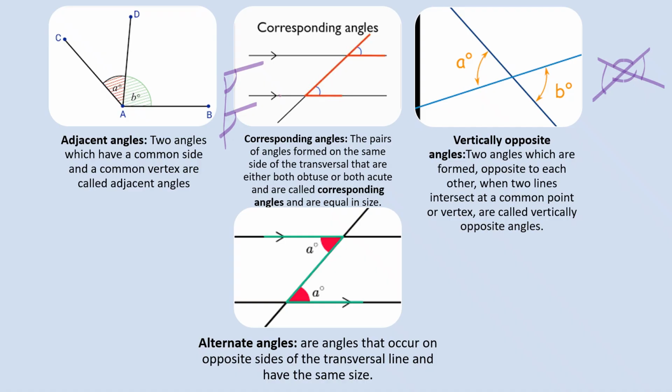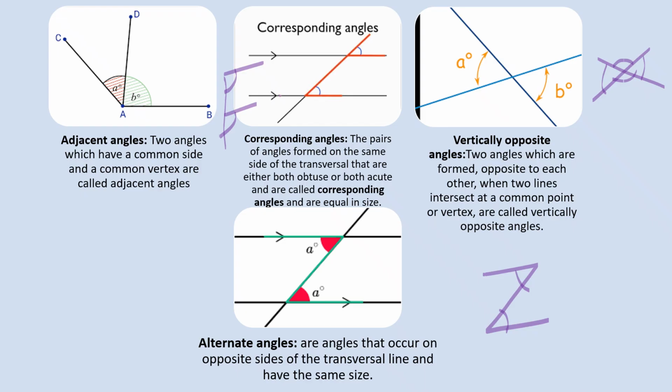And the next one we have with us is the alternate angle. Alternate angles occur on opposite sides of the transversal line. In a very simple way, they should make a Z. So this and this, these two angles will be the same. So for corresponding angles, they should make an F. For vertically opposite angles, they should make an X, and for alternate angles, they should make a Z.